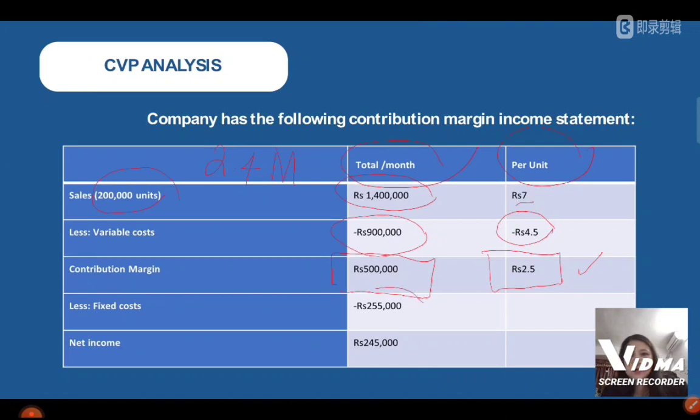So less our fixed costs, remember these are the salaries and administrative costs per month, which is equal to 255,000 rupees. Then this gives us a net income of 245,000 rupees per month. So the contribution margin ratio is a good way to determine if a company can afford to put a product on sale for a certain price and still hit its target.